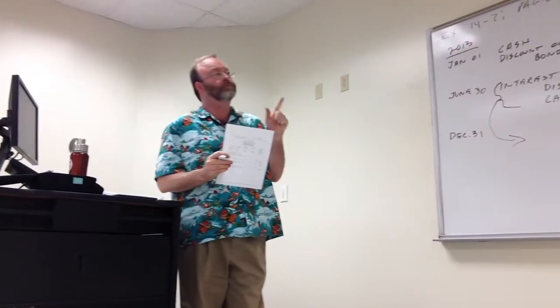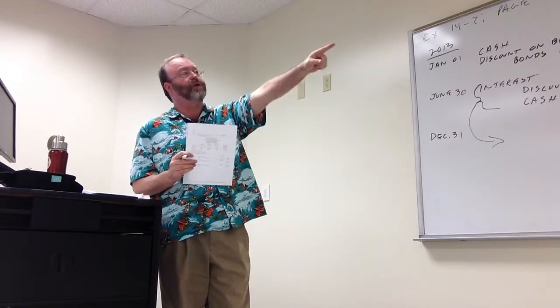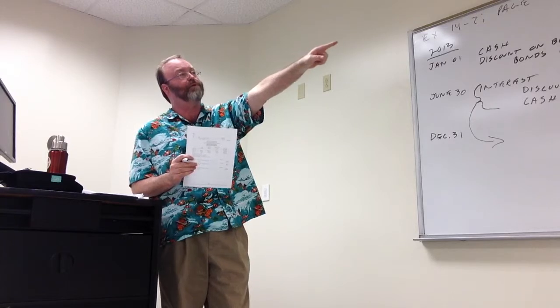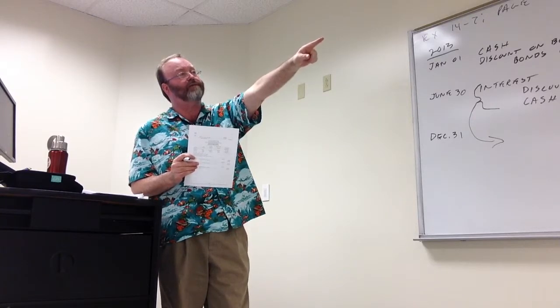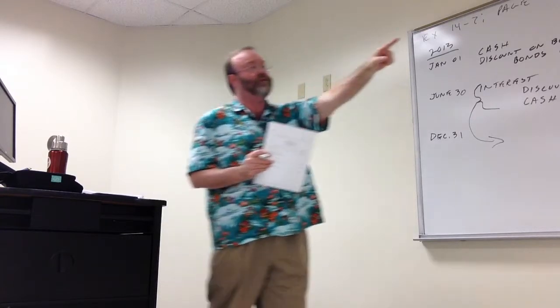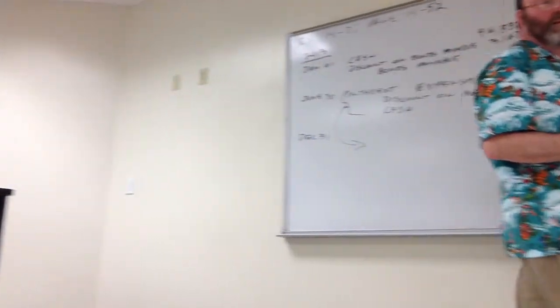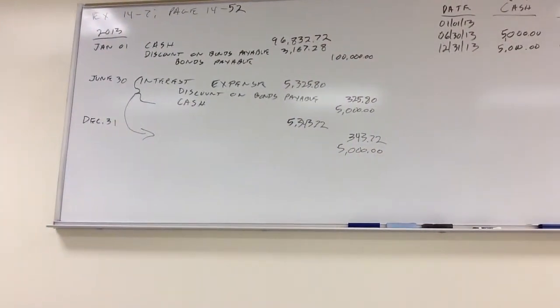Questions on this thus far? For the 5,343, how did you get that one? Okay, the 343 is you take the new book value at the end of June 30th, the 97,158.52. Here, let me walk over here so the camera follows me.